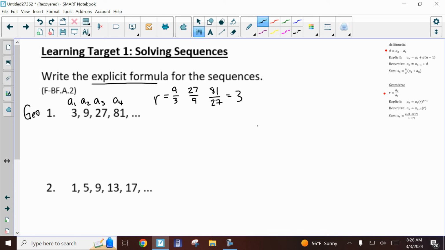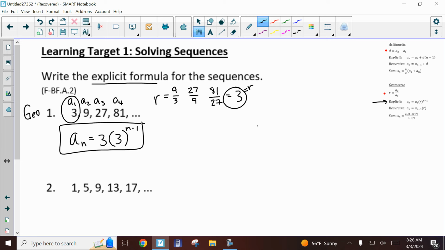So what else does it say? To write an explicit formula, that's going to be this one right here. You can see that you need the first term, which we have right here, and we need R, which we also have right here. That's our R value. So all we have to do is plug it into the formula. So AN equals 3 times 3 to the n minus 1. And that's our final answer.